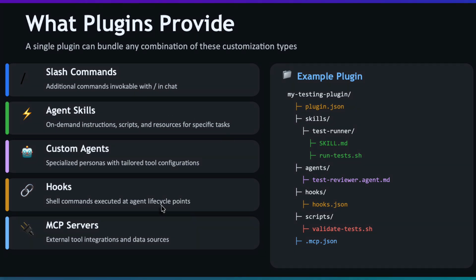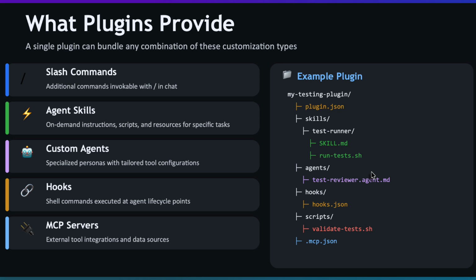Hooks are the most important and powerful capability that allow you to execute shell commands at different stages of the agent lifecycle. We covered hooks in detail in our previous video. Finally, MCP servers, which enable us to extend the capability of the AI agent with external system integrations. All these topics are covered in detail as part of our previous videos.